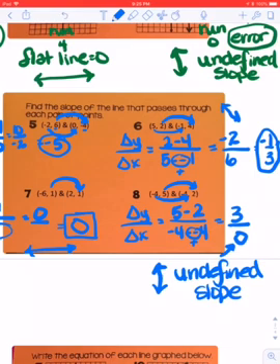Okay, so those are the big ideas with slope. So now let's talk about how to write the equation.